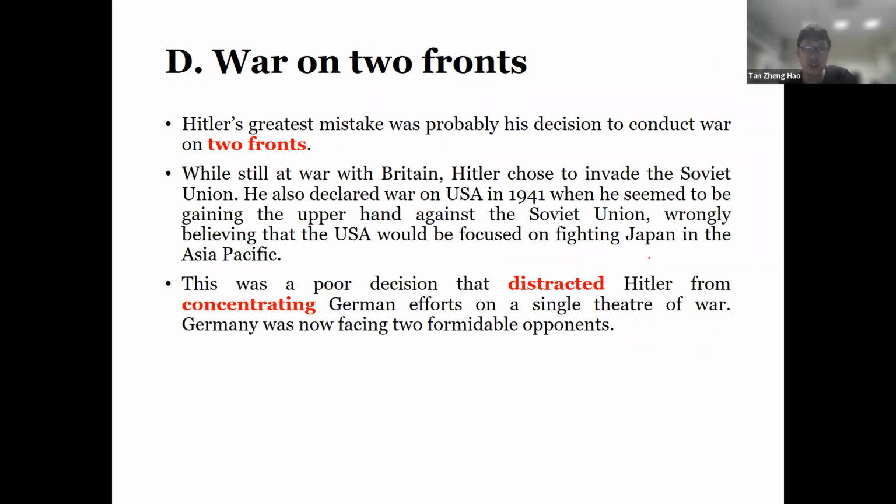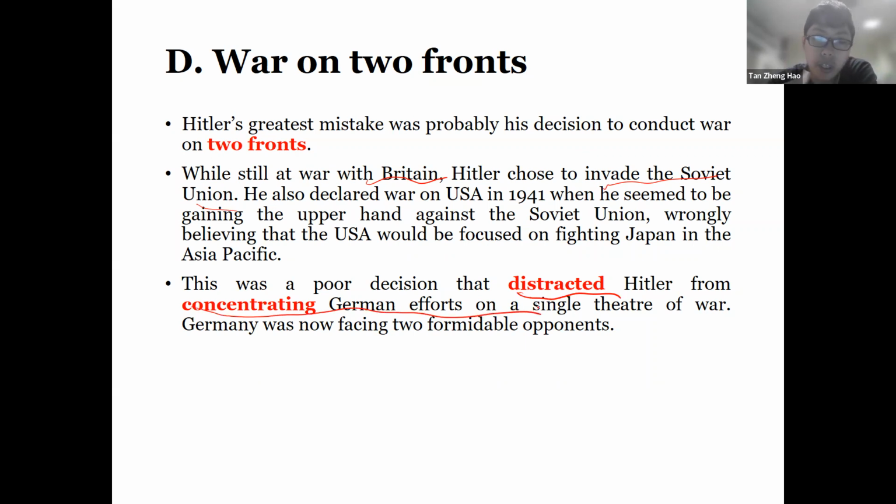Okay, last but not least, Germany's miscalculation. Just now we mentioned Hitler made a mistake by insisting on fighting on two fronts. This is one of the biggest mistakes he ever made. Because while he was still fighting Britain, before Britain surrendered, before he destroyed Britain, he chose to split his forces and invade the Soviet Union as well. So when you have to fight on two sides, it will be a distraction, because your forces will not be concentrated.